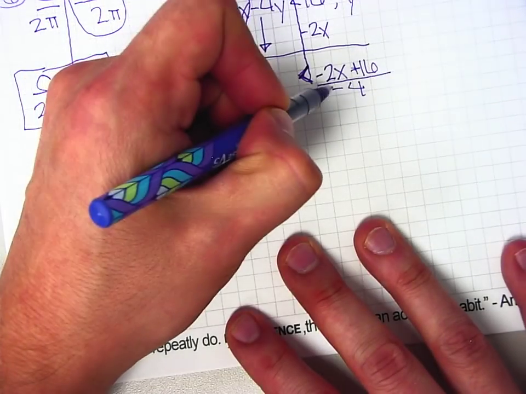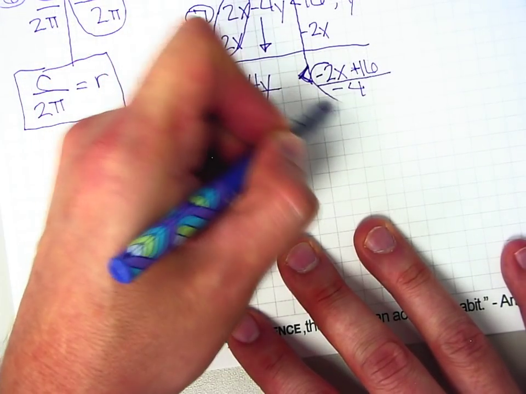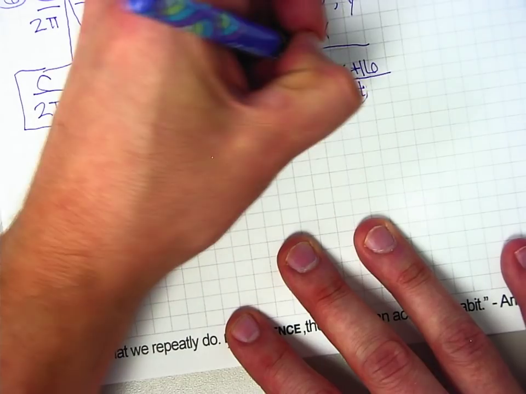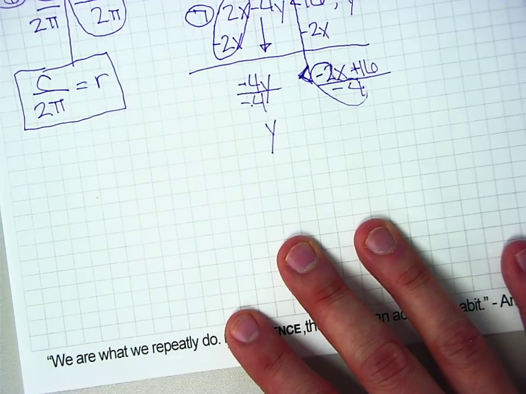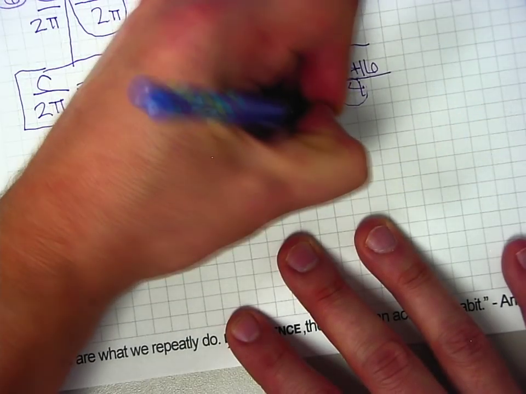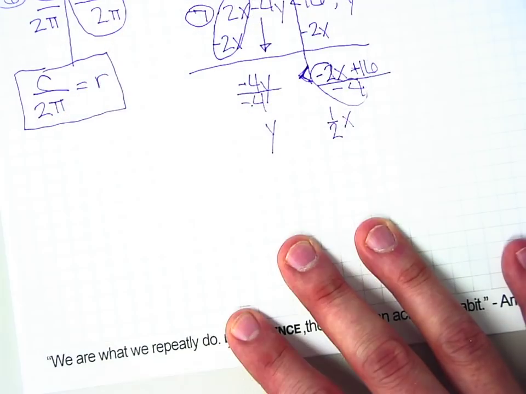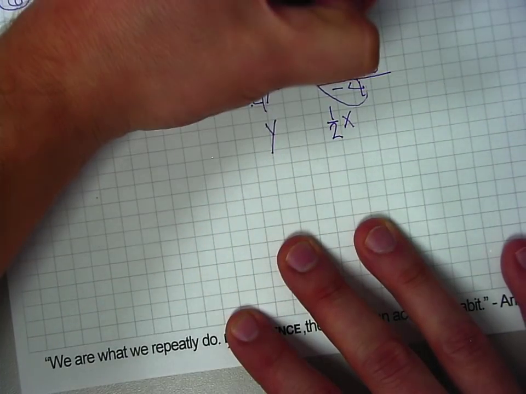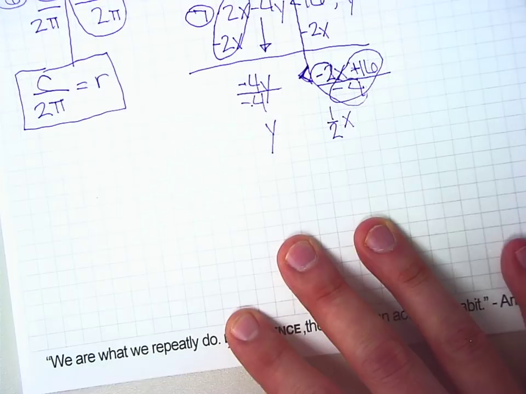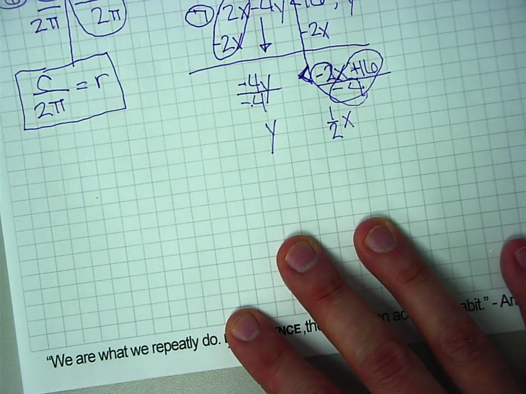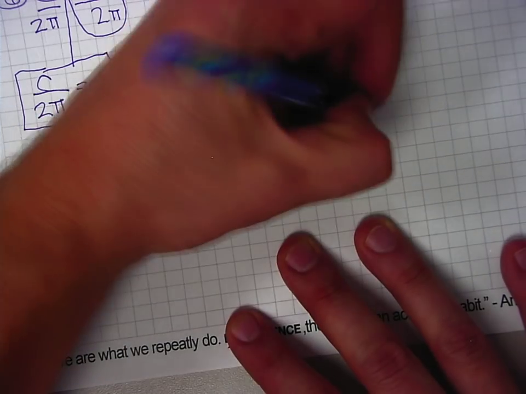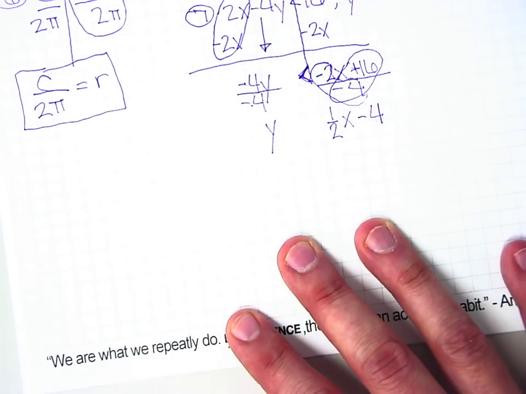Negative 2x divided by negative 4. This is basically the fraction negative 2 over negative 4. Well, that fraction can be reduced to a positive 1/2. So I have a positive 1/2 with an x attached to it. Now I have a positive 16 divided by a negative 4. And if you use your calculator or know your signs, positive 16 divided by a negative 4 gives me a negative, or in this case, a minus 4.